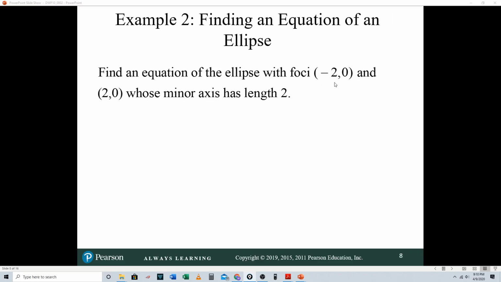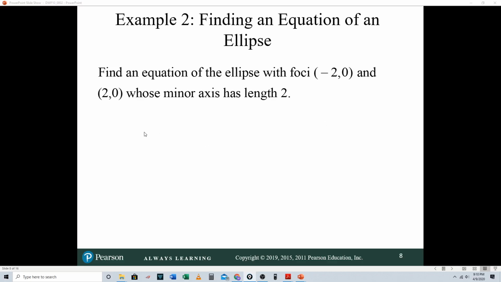So here, find the equation of the ellipse with foci at -2 and 2 whose minor axis has length 2. Now the minor axis is length 2, but that's the whole axis. Actually, B is just 1. You're going to divide that by 2 to get the length from the origin.